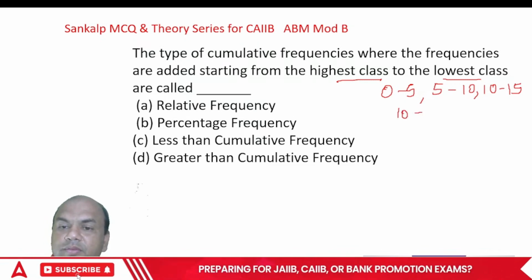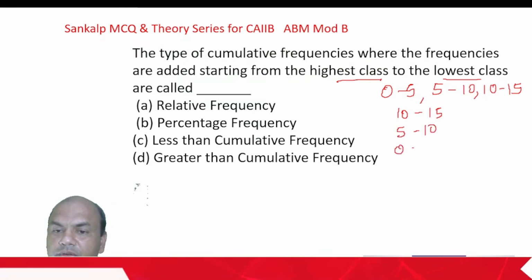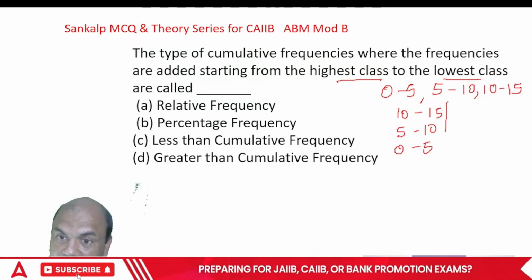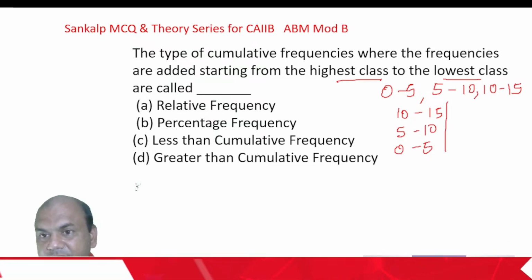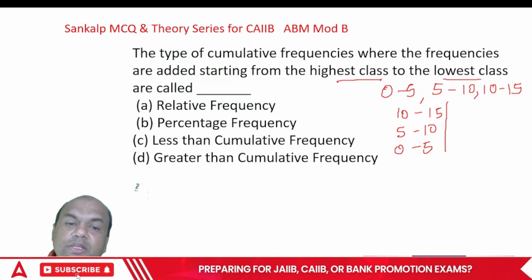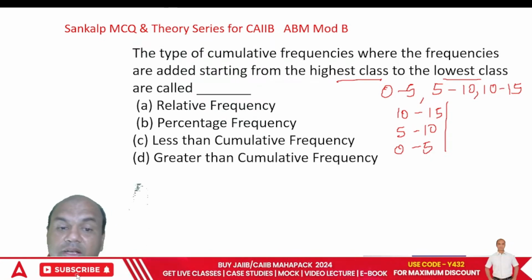10 to 15, then below I go 5 to 10, then below I go 0 to 5. In that case, if I go in this way, what is it called? This is the question. The type of cumulative frequency where the frequencies are added starting from the highest class to the lowest class is known as what? Relative frequency, percentage frequency, less than cumulative and greater than cumulative. What is it called?